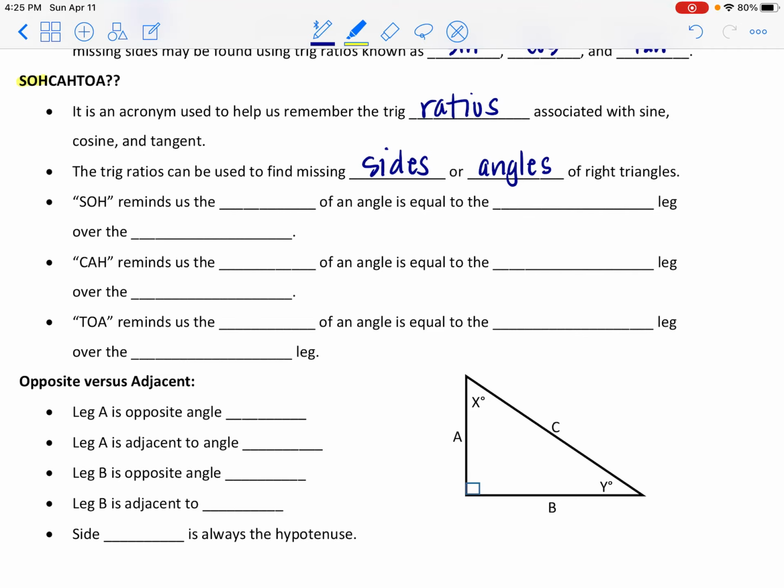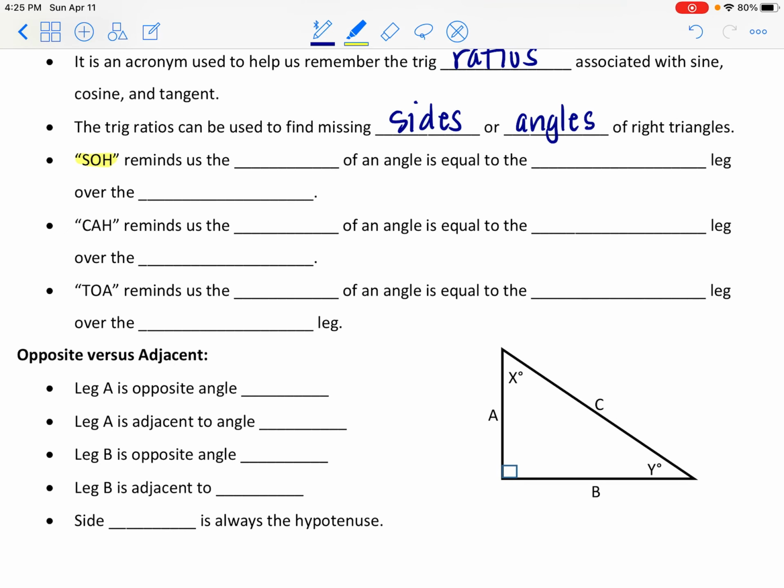The SO part, the SOH part, that's to help us remember that the sine of an angle is going to be equal to a ratio of the opposite leg divided by or over the hypotenuse. So sine is opposite over hypotenuse, and I'm going to show you how all this works in a minute. Just kind of go with me for a bit here, okay? So that helps us remember that sine is opposite over hypotenuse.